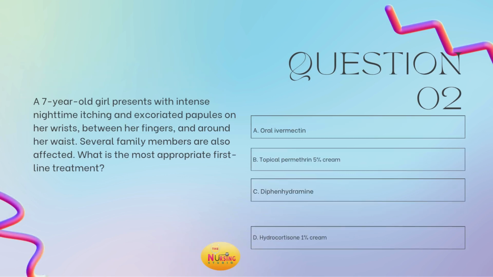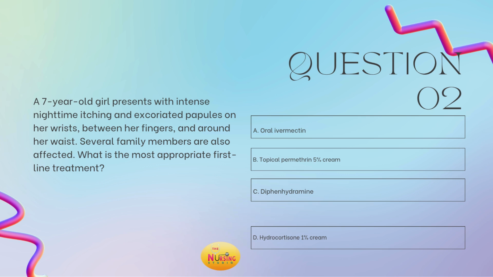Question number two. A 7-year-old girl presents with intense nighttime itching and excoriated papules on her wrist, between her fingers, and around her waist. Several family members are also affected. What is the most appropriate first-line treatment? Is it A, oral ivermectin? Is it B, topical permethrin 5% cream?